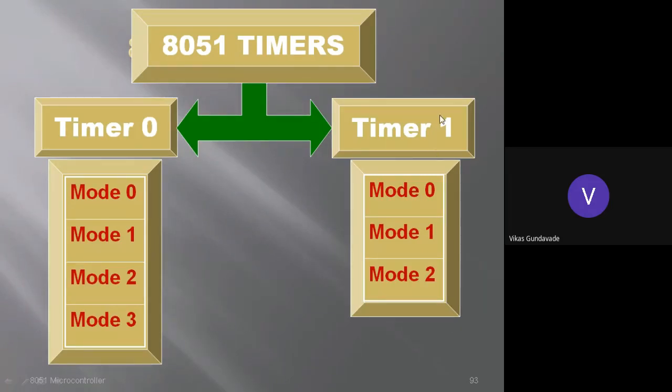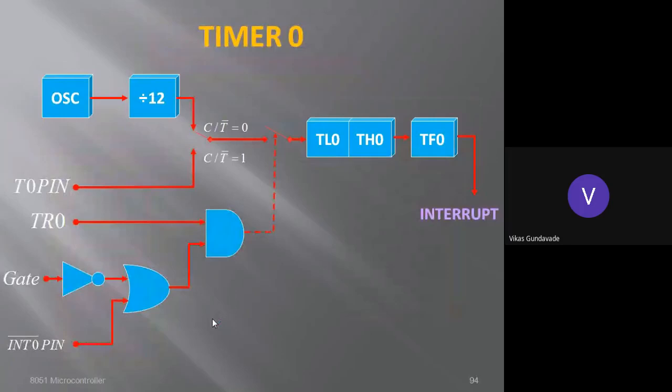Because for mode 3, timer 1 is turned off and the two registers TH0 and TL0 from this timer, one is used for timer 0 and one is used for timer 1. Okay. Now we will see how it will work.